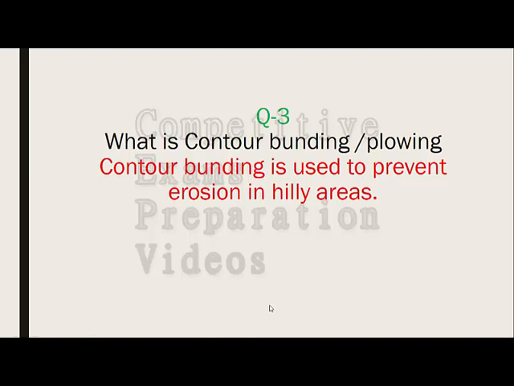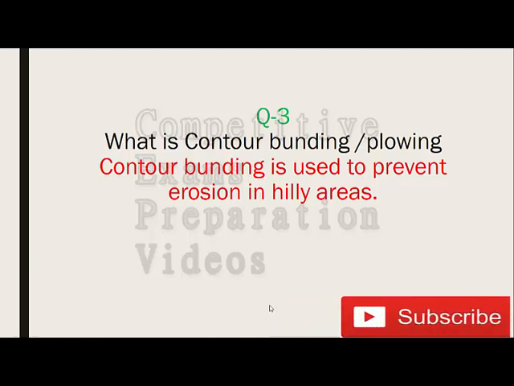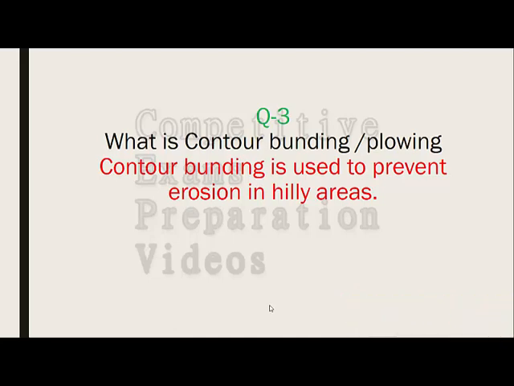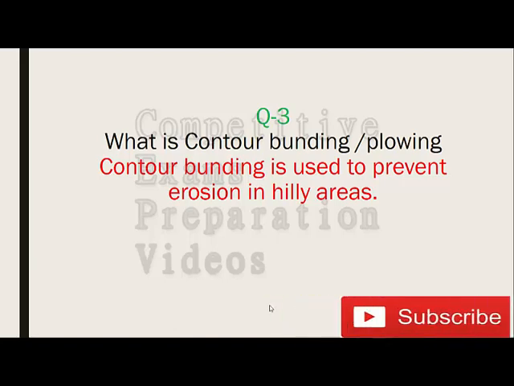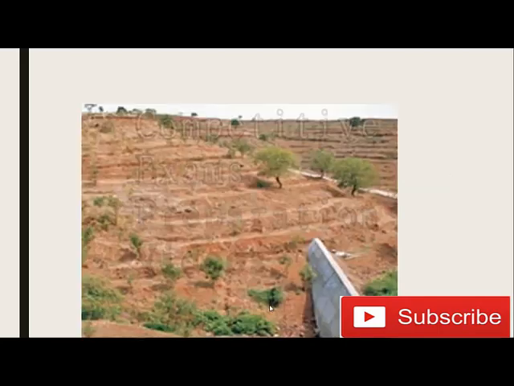Our question number 3 is: what is contour bunding, plowing? This is actually growing of trees, and that is called contour bunding. Contour bunding is used to prevent erosion in hilly areas. Hilly areas are more prone to landslide type things. So these trees are grown to prevent this hilly erosion.